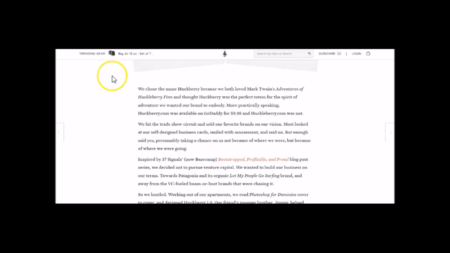We chose the name, okay, so where'd the name come from? We chose the name Huckberry because we both loved Mark Twain's Adventures of Huckleberry Finn and thought Huckberry was the perfect totem for the spirit of adventure we wanted our brand to embody. More practically speaking, Huckberry.com was available on GoDaddy for $9.98. So I like that they kind of make themselves into real people, right? It's not, we spent $1,000 hiring a team of people to come up with a perfect name. It was, the name was available on GoDaddy for under $10, so we bought it.